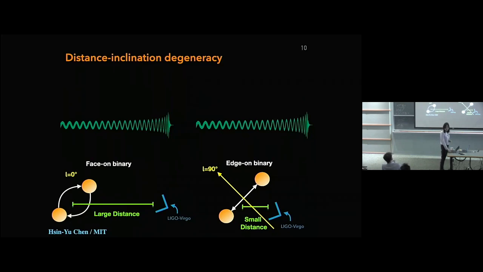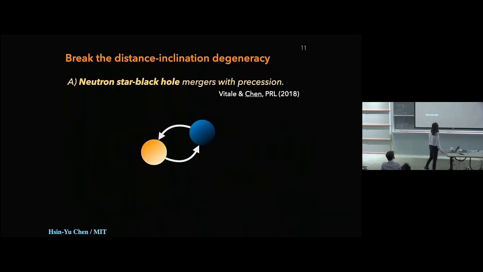One possibility for us to break this degeneracy is to turn our attention to a new type of source, neutron star-black hole mergers. What's great about this type of system is that, first of all, there's a neutron star. This neutron star can possibly be tidally disrupted by its companion black hole. And that tidal disruption will allow material to be thrown out from the system. Then that material can power electromagnetic emissions. So this type of system can possibly be bright in the electromagnetic spectrum.